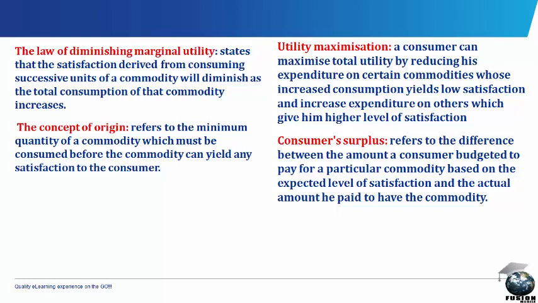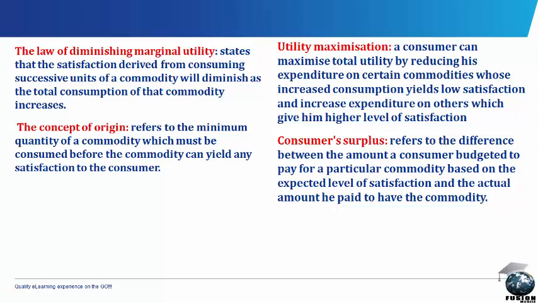Utility maximization. This means that a consumer can maximize total utility by reducing his expenditure on certain commodities whose increased consumption yields low satisfaction, and increased expenditure on others which give him higher level of satisfaction. That is, the additional utility derived from the consumption of additional commodity is equal to the price of the commodity. This means that as consumers wish to maximize their satisfaction, more of a commodity will be purchased if the maximum satisfaction derived from the commodity is greater than the price of the commodity, and vice versa.